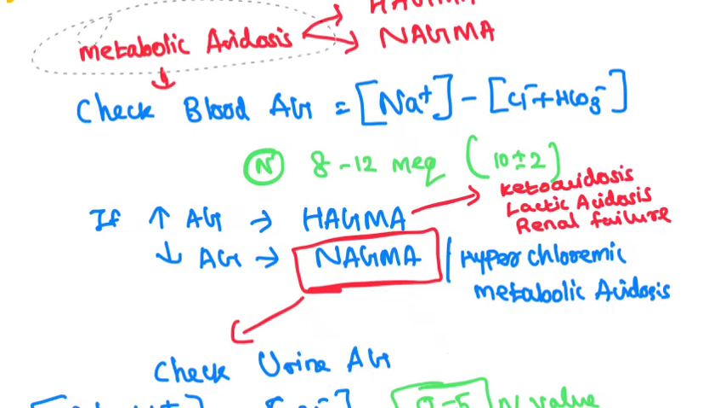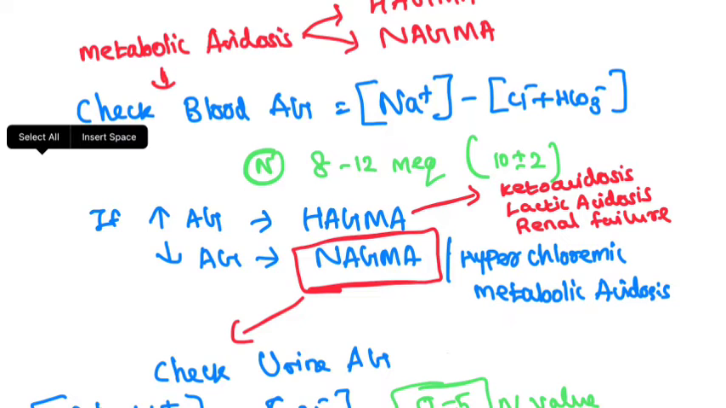If metabolic acidosis is present, then we should check the blood anion gap. Blood anion gap normal value is 10 plus or minus 2. If the anion gap value is increased above normal, it is a high anion gap metabolic acidosis. High anion gap metabolic acidosis is caused by ketoacidosis due to DKA, starvation, and alcohol. Secondly, lactic acidosis. Lastly, renal failure. If the blood anion gap is not increased and is normal, it is a normal anion gap metabolic acidosis. It is also called hyperchloremic metabolic acidosis.